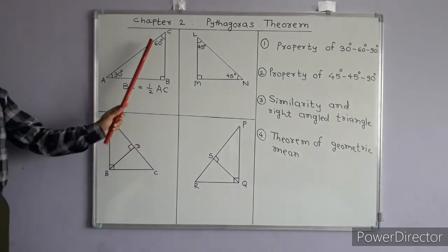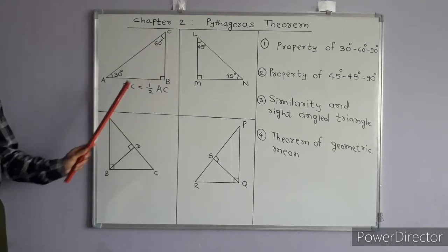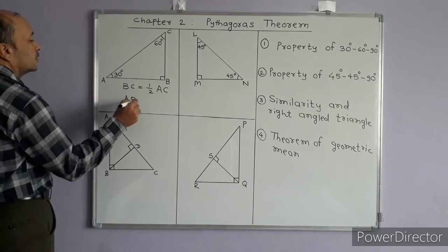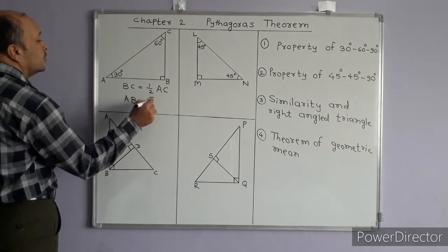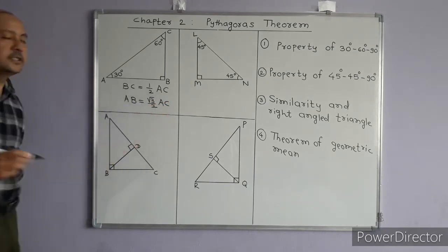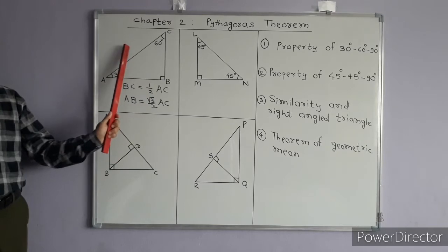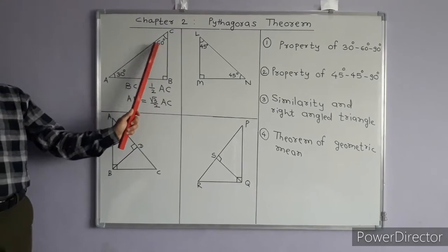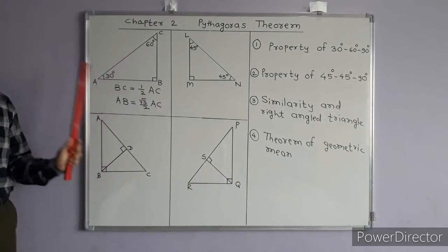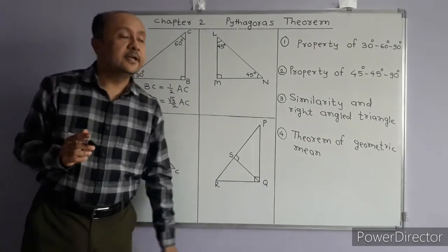Then the next statement is the side opposite to 60 degree. So 60 degrees here, the side opposite to it is AB. It is root 3 upon 2 times the hypotenuse. Hypotenuse is AC. Okay, so the side opposite to 30 degree is half of the hypotenuse. The side opposite to 60 degree is root 3 upon 2 times the hypotenuse. This is a statement of the property of 30, 60, 90 degree triangle.